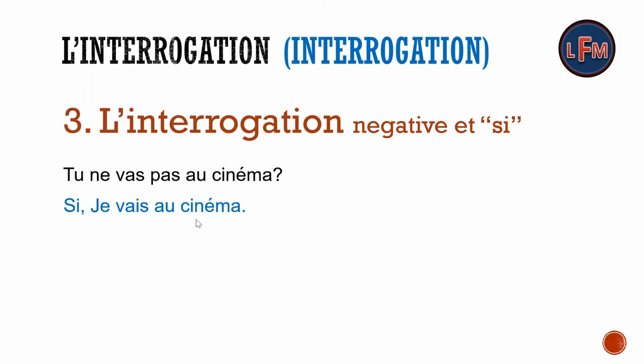Si je vais au cinéma. So to disagree with the statement that tu ne vas pas au cinéma, I say yes, I am going to the cinema. So here I am disagreeing with the statement that I am not going to the cinema, but yes, I am going to the cinema. So to reply to a negative interrogation, to disagree with the statement, we use si.